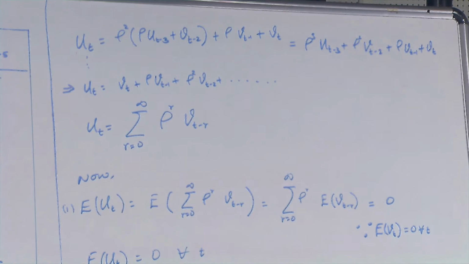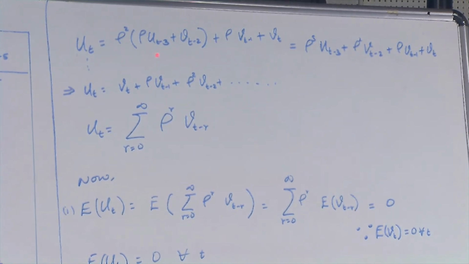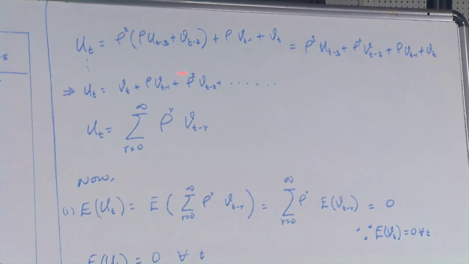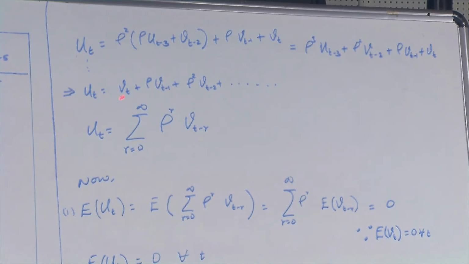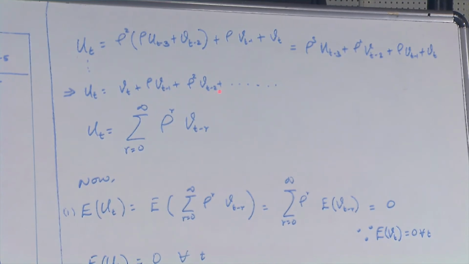We may continue this process. Now ut is equal to rho square into, instead of ut minus 2, we may substitute rho into ut minus 3 plus Vt minus 2 from the equations before. So this can be reduced, and that will lead to rho cube ut minus 3 plus rho square Vt minus 2 plus rho Vt minus 1 plus Vt. This may be rearranged, and we may continue this process ad infinitum. We get ut is equal to Vt plus rho Vt minus 1 plus rho square Vt minus 2 plus etc. It goes to infinity.